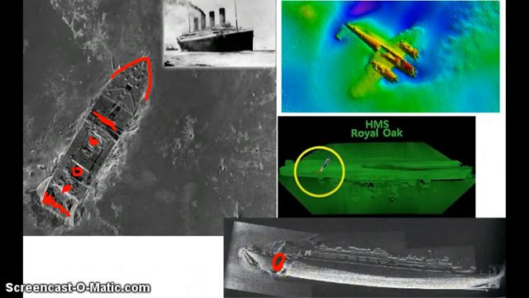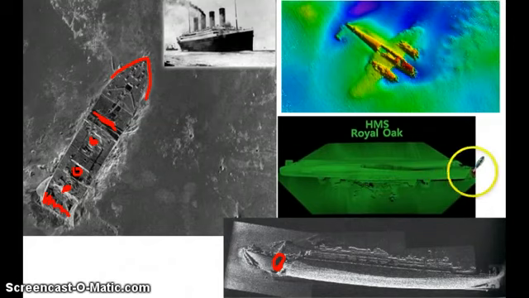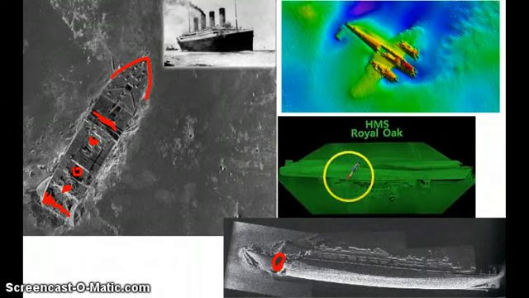This ship here, the HMS Royal Oak, is a battleship from the Second World War. It has the dubious honor of being the very first battleship which was sunk during the Second World War. And this is a scanning image which they've got of it.